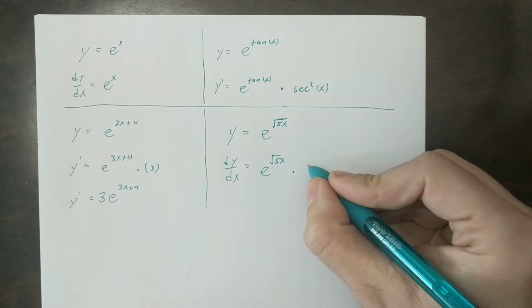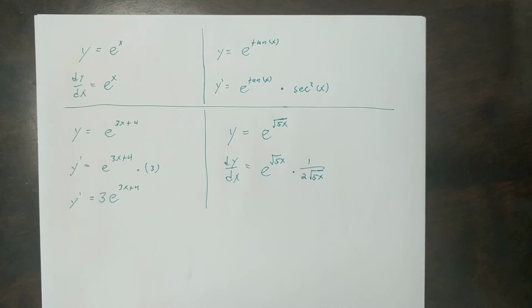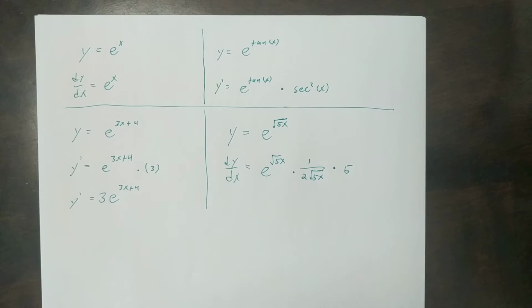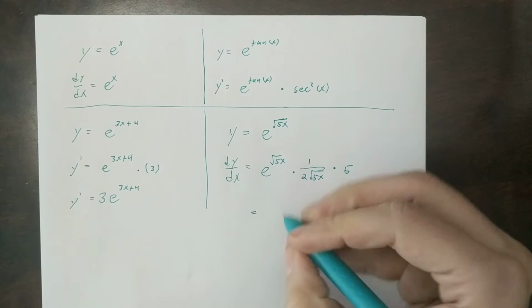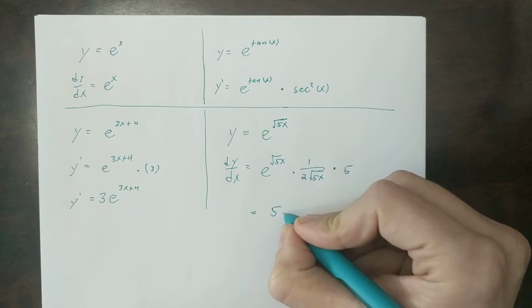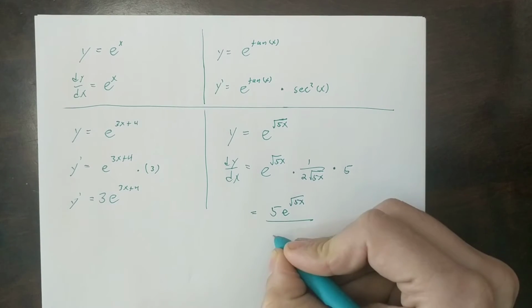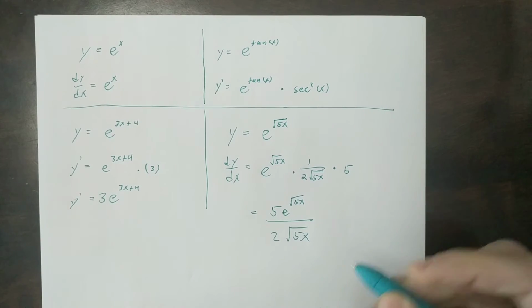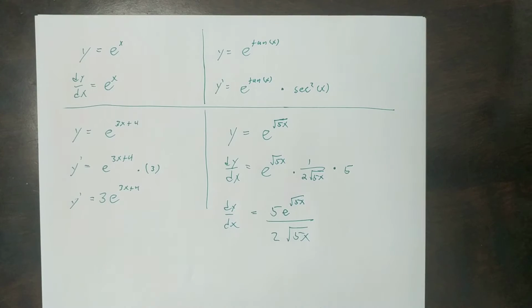Well, the derivative of a square root, if you remember, is that. But then we have to multiply by the derivative of what's inside the square root, which is that. In other words, we can probably rewrite this a little better as 5e to the square root of 5x over 2 square root of 5x. So that'll be dy dx. That's just a cleaner way of writing it.